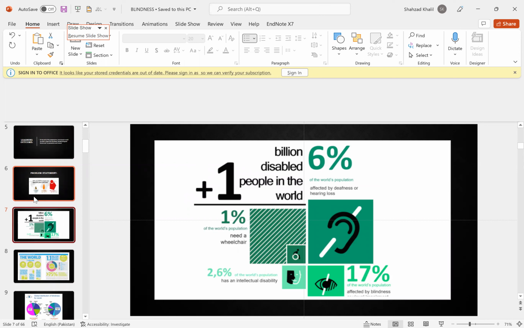Out of them, 6% of the world population is affected by deafness or has hearing loss. 1% of the world's population needs a wheelchair. 2.6% of the world's population has an intellectual disability. And 17% of the world's population is affected by blindness.